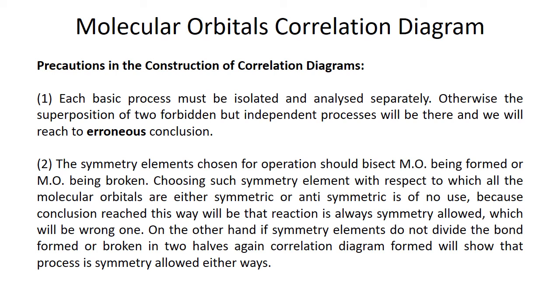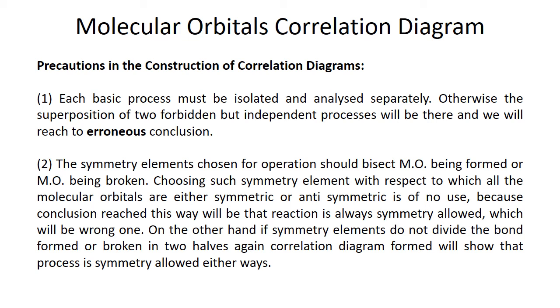It means that if you talk about conrotatory or disrotatory mode, or the thermal mode of these cyclization reactions, or the photochemical cyclization reaction, in all these types of reaction, they are different, yet they are part of the same reaction. So their basic processes are different, and we have to make their correlation diagrams independently and separately, so that we don't reach erroneous conclusions.